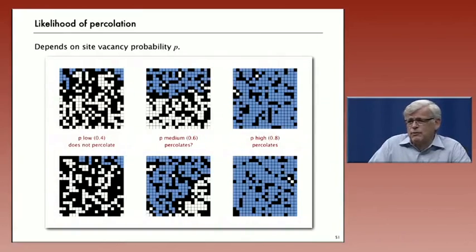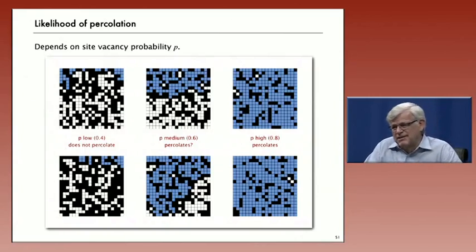So we're talking about a randomized model where the sites are vacant with a given probability. And so it's pretty clear that if the probability that a site is vacant is low, as in the two examples on the left in this diagram, it's not going to percolate. There are not enough open sites for there to be a connection from the top to the bottom. If the probability is high and there are a lot of open sites, it definitely is going to percolate. There'll be lots of ways to get from the top to the bottom. But in the middle, when it's medium, it's questionable whether it percolates or not.